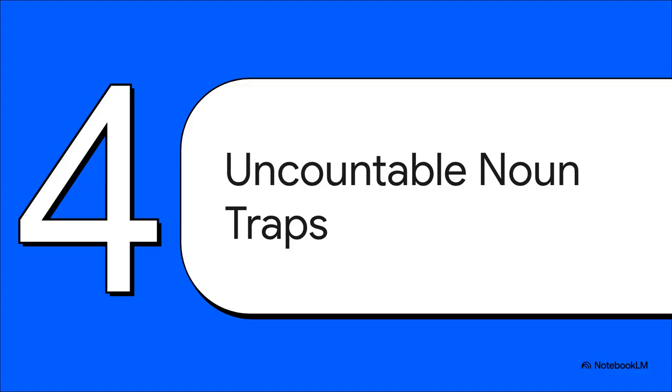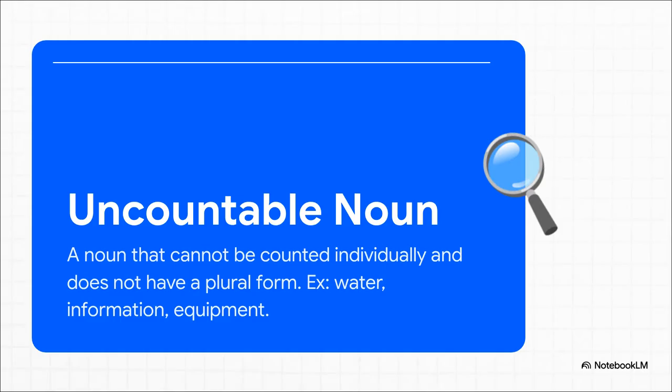Okay, so now that we have that core reference rule in our back pocket, let's pivot to one of the biggest, trickiest areas in English, especially for technical writing: uncountable nouns. I'm telling you, this is where even really advanced speakers and writers can get tripped up. So what exactly is an uncountable noun? It's actually pretty simple. It's just a noun that you can't, well, count individually.